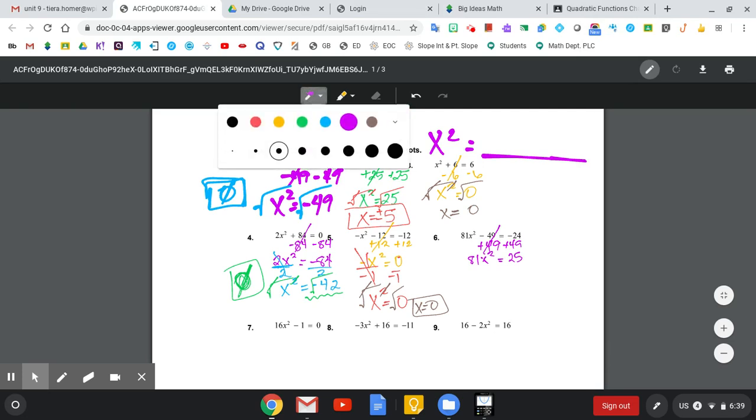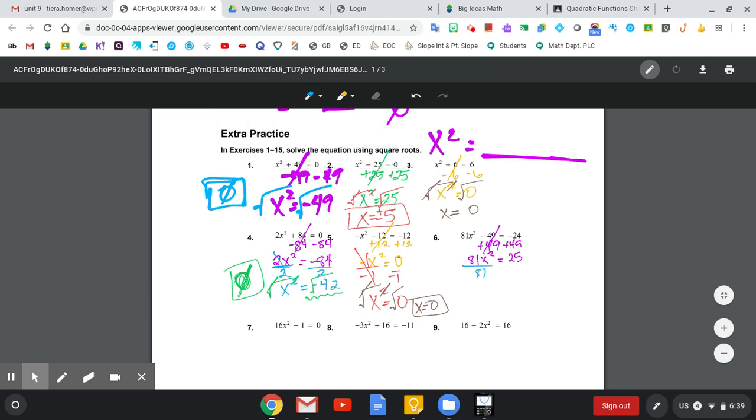Then the next step, to get that x squared by itself, it has that 81 out front. So there's no add or subtract sign between them. So what operation is that? Do you remember? Good, it's multiply. So to undo multiply, we're going to divide. So on the left, I have my x squared. Then on the right, I have 25 divided by 81.